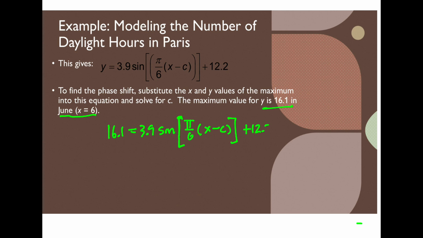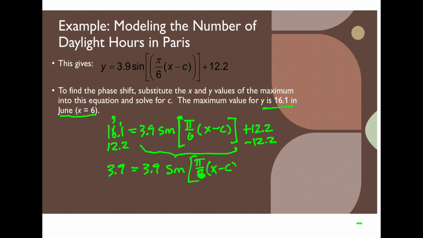plus 12.2. So let's simplify this first by noticing that this is all a big multiplication here. We have 3.9 times the sine of all that stuff there. So first we would want to subtract 12.2 from both sides. That's going to give me 3.9, which is equal to 3.9 times the sine of pi over 6 times x minus c. Dividing both sides then by the 3.9, that leaves me with 1. I'm going to put this over here. 1 is equal to sine of pi over 6 parentheses x minus c.